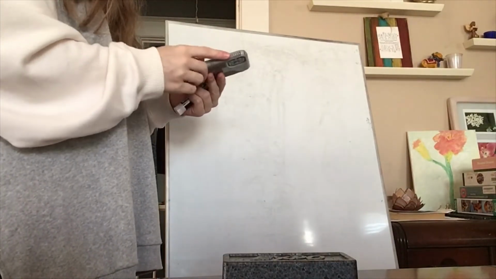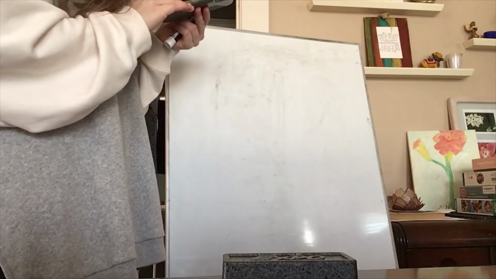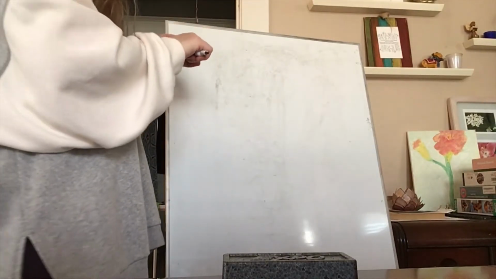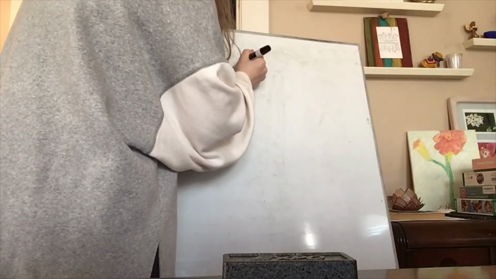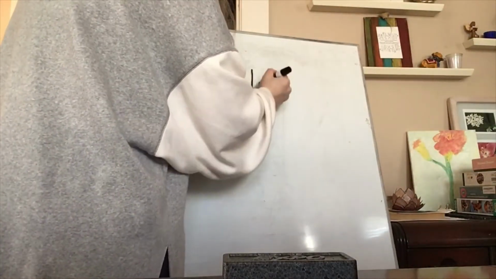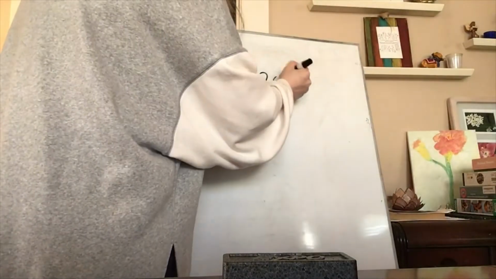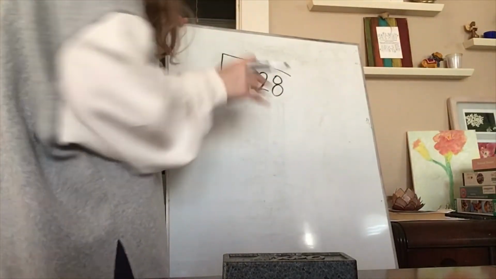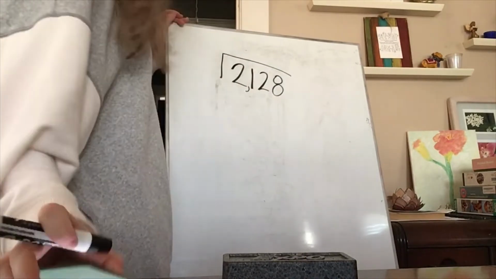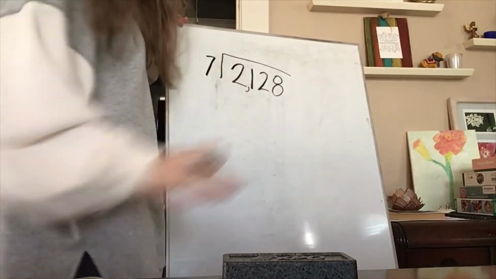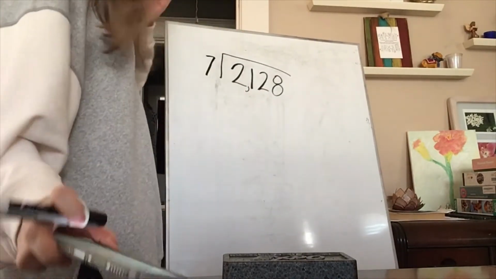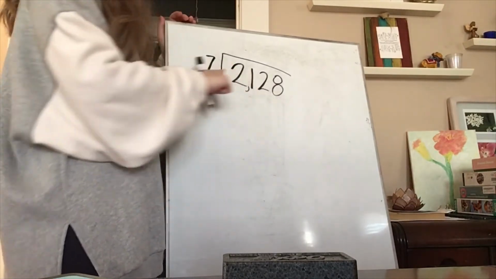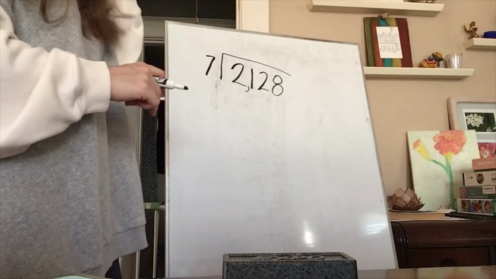Okay, so let's go ahead and look at number 4. And number 4 is 2,128 divided by 7. So if you have the sheet, we're working on number 4. If not, make sure that you are writing on a separate sheet of paper. Okay. So we have 2,128 divided by 7.